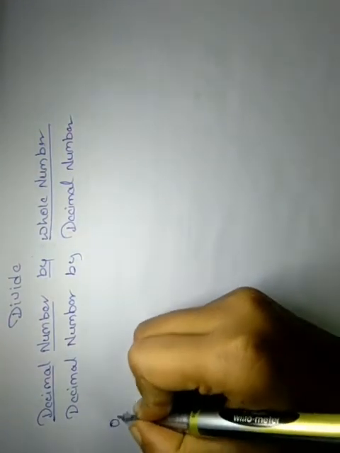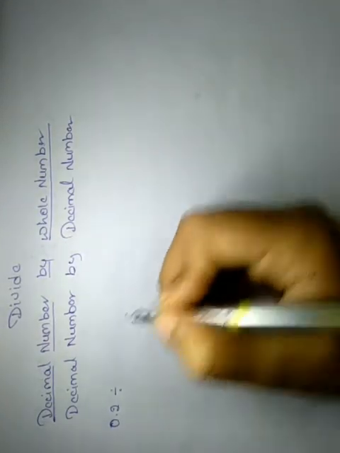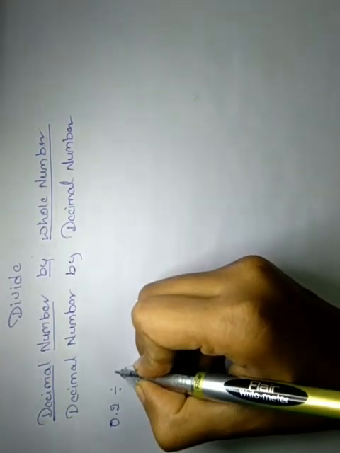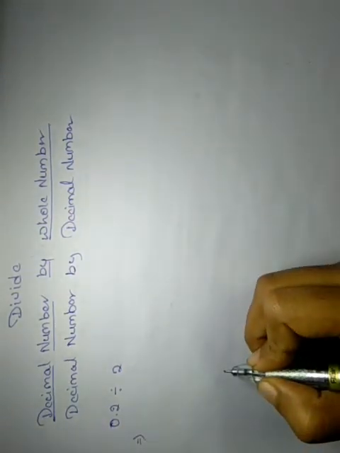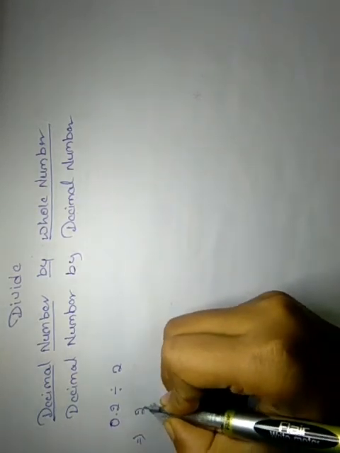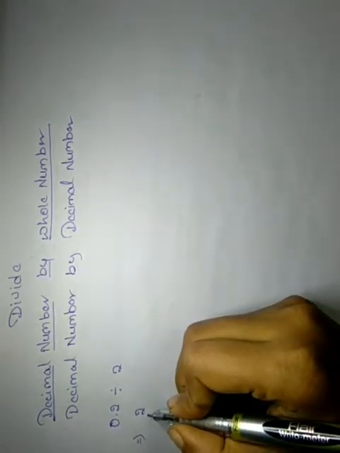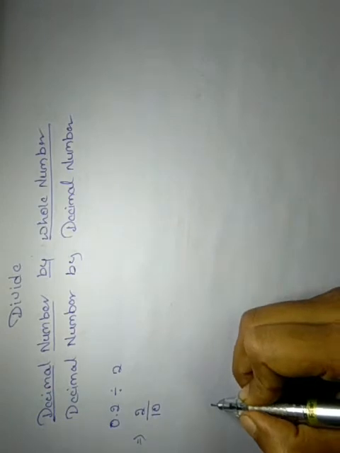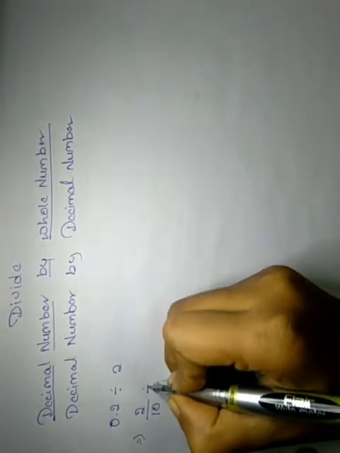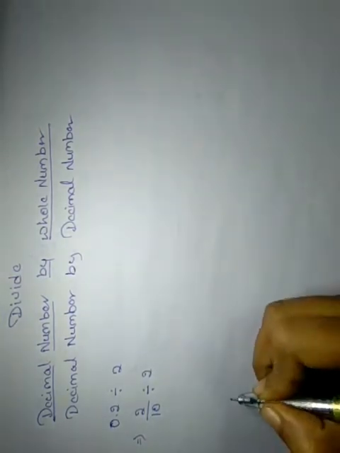So here I will take 0.2 as a decimal number, and I am going to divide this decimal number by a whole number, that is 2. Right, now as you all know, the very first step is we have to ignore the decimal point. We'll get 2, or we can write 0.2 also, right? Here I will take only 2 and I will divide it by 10. Yes, now we'll keep the divide symbol as it is, and even 2 also as it is.